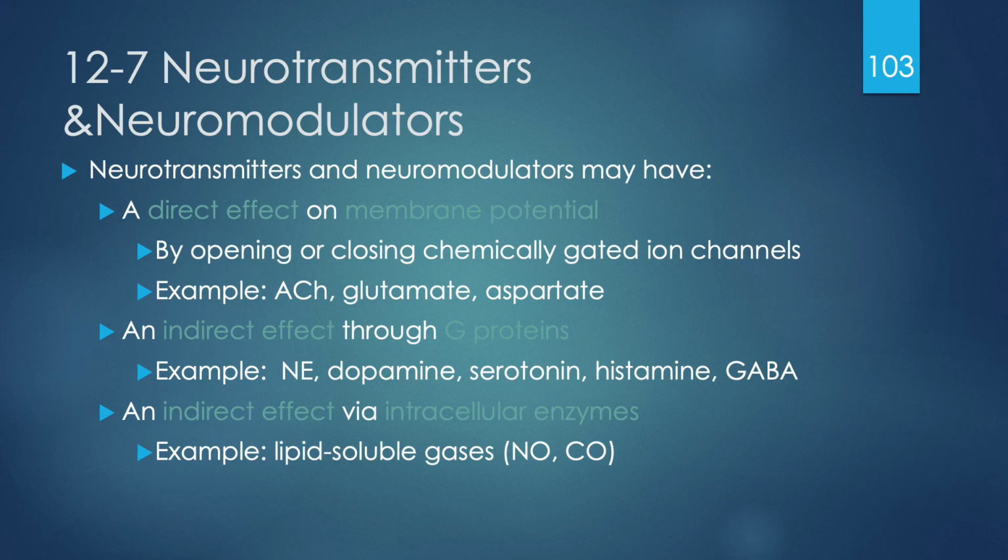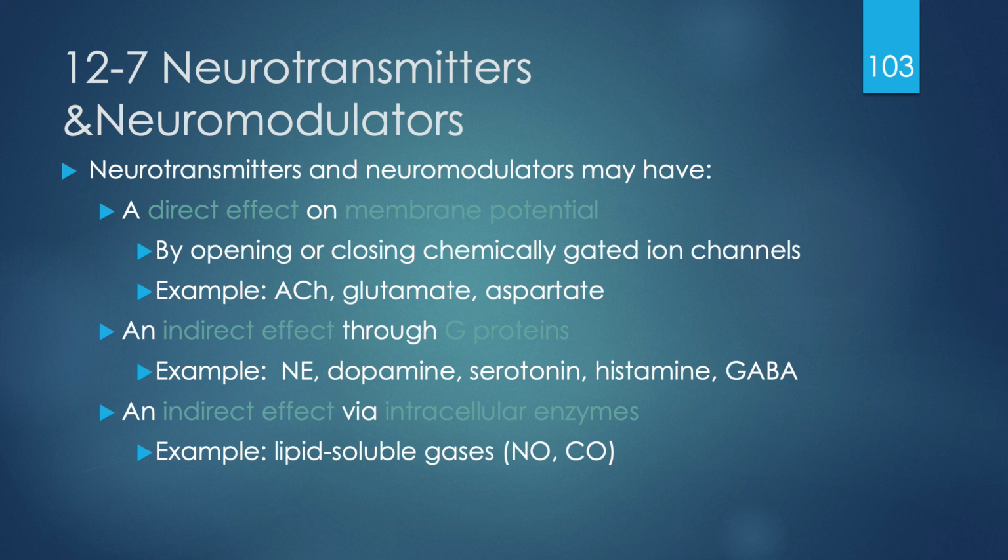Neurotransmitters and neuromodulators may affect the distal cell in a number of ways. Here are three of them. The first is a direct effect. The second two are both indirect. The first one is a direct effect on the membrane potential of the postsynaptic cell, and this is by opening or closing the chemically gated ion channels. Examples of this include acetylcholine, glutamate, and aspartate.